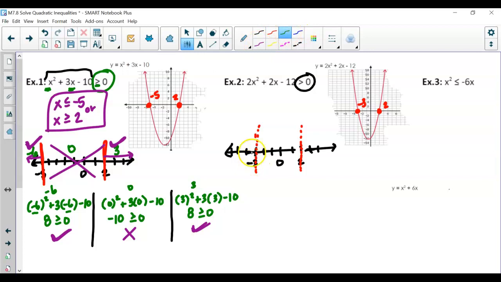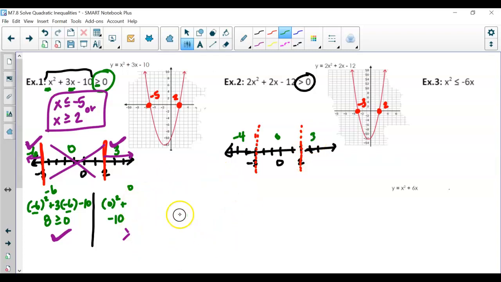So let's choose values. Well, this was negative 3, so negative 4, negative 5. So let's just go negative 4, right? Here we've got 0, and here this was 2, so let's say 3. So here we go. We're going to now test those 3 values to see if they're a solution.